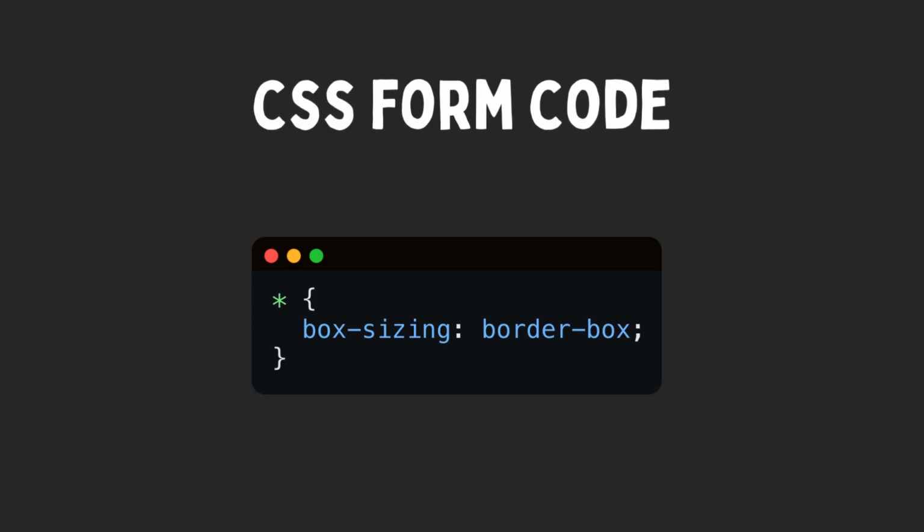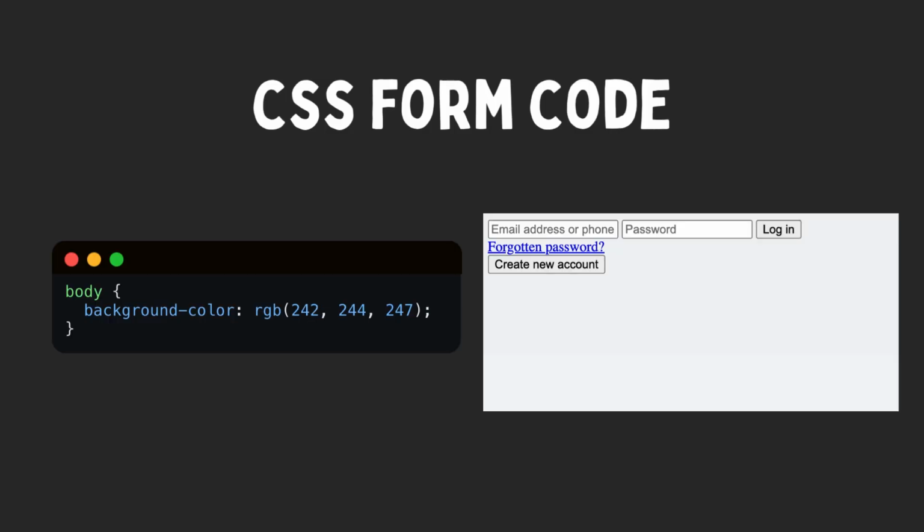The first thing we're going to do in the CSS is use the universal selector and give it a box sizing border box. By setting box sizing border box, the width and height of an element include the padding and border, making it easier to manage spacing and ensuring that elements don't unexpectedly overflow their containers. After that, target the body and give it a background color of a light gray so that the form can stand out.